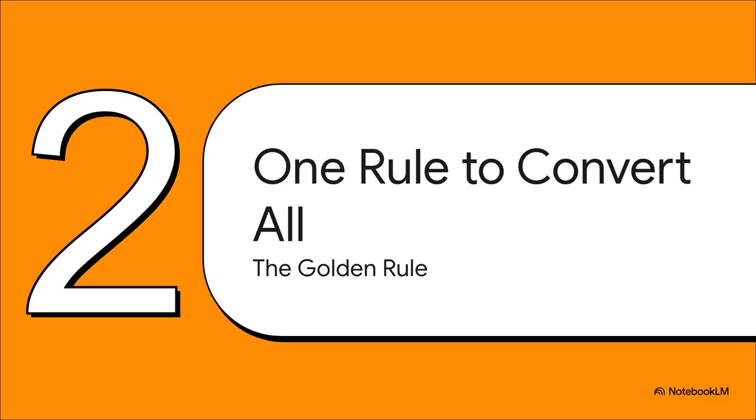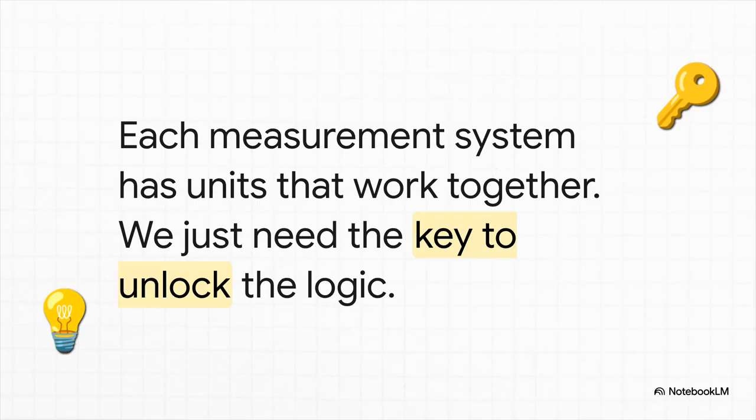Let's get into it. The big idea here is that these systems, feet, inches, meters, grams, they aren't random. Not at all. They're built on a clear, predictable logic. There are basic facts, right? Like we all know how many inches are in a foot. Once you have that fact, all you need is the key to unlock the conversion. And you know what? That key is incredibly simple.